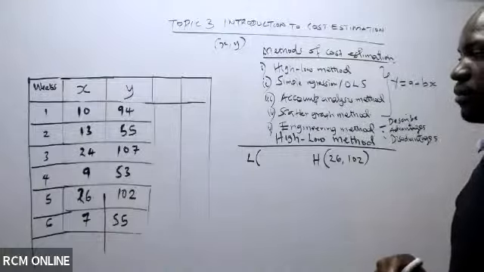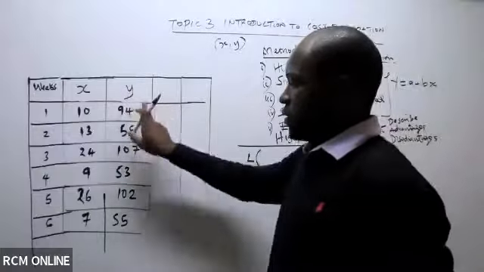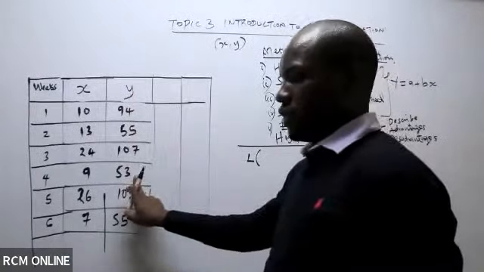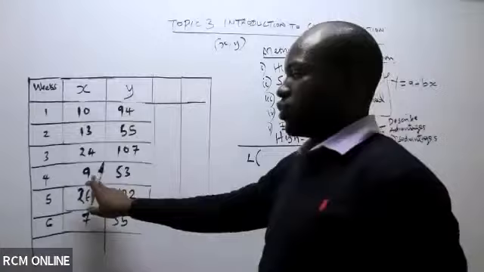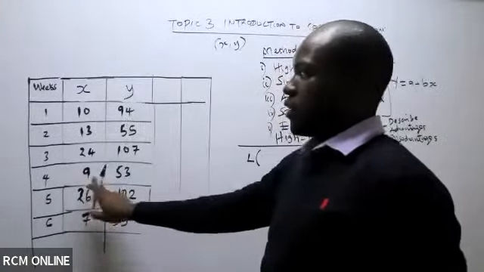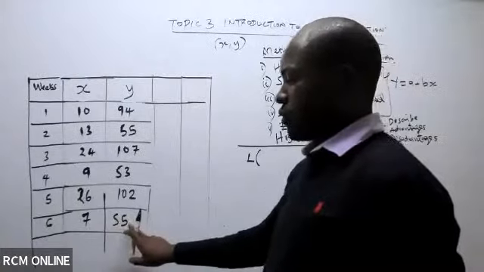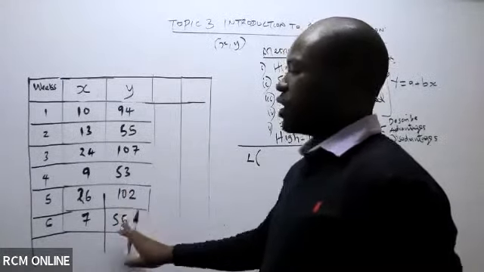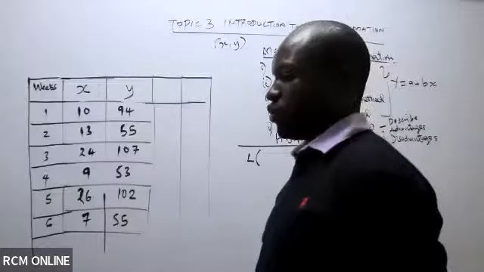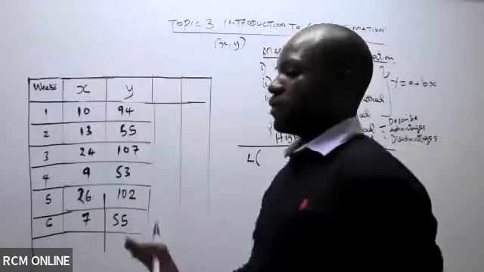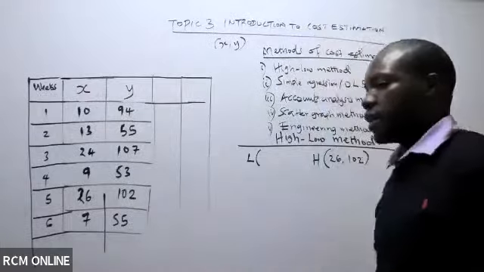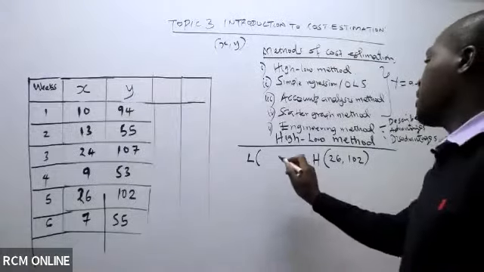Between 9 and 7. Column Y, 53, is the lowest. It is corresponding to 9, which is not the lowest. Column X, we have 7, which is the lowest. It is corresponding to 55. So which one will dictate or will direct you on what to pick? It is column X. So look at the lowest value in column X. I can see it is 7.